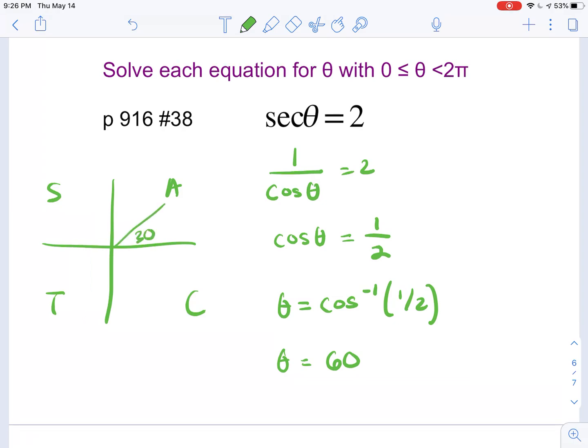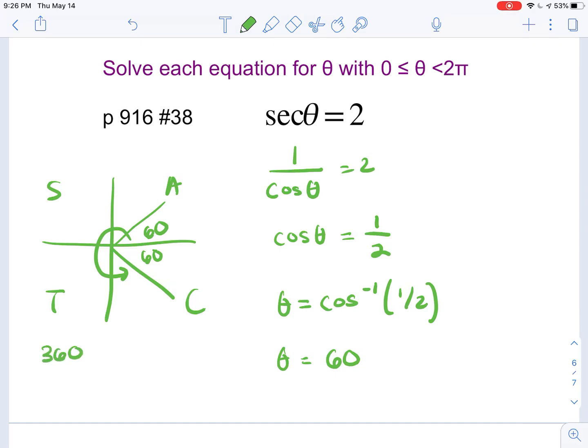Okay, so now where is our angle going to be? Well, 60 is positive. All Students Take Calc. Where is cosine positive? In quadrant 1. Reference angle of 60 is 60. Great. And in quadrant 4, what angle has a reference angle of 60? Well, we take the full rotation of 360, subtract 60 from it, and we get 300 degrees.